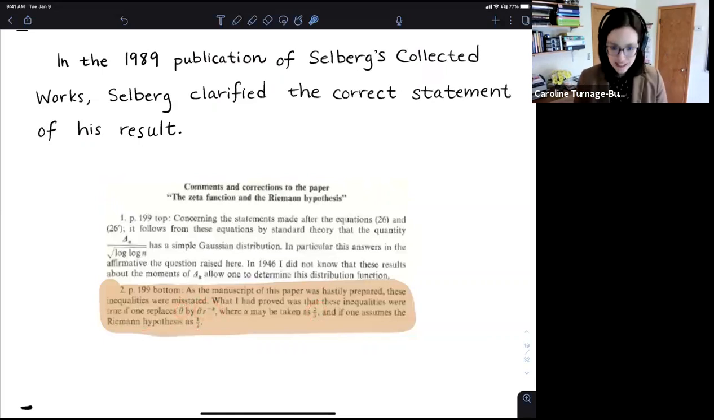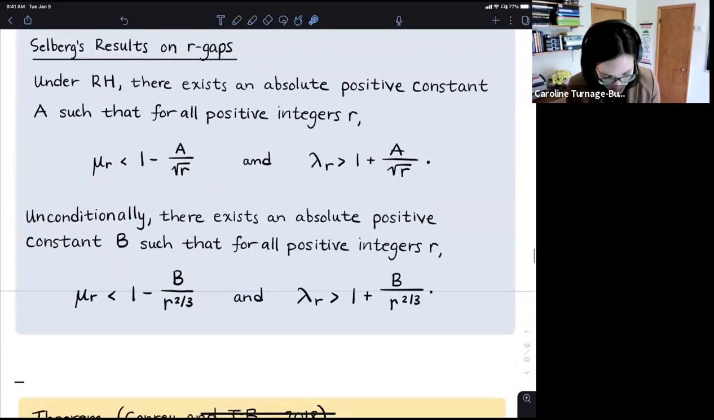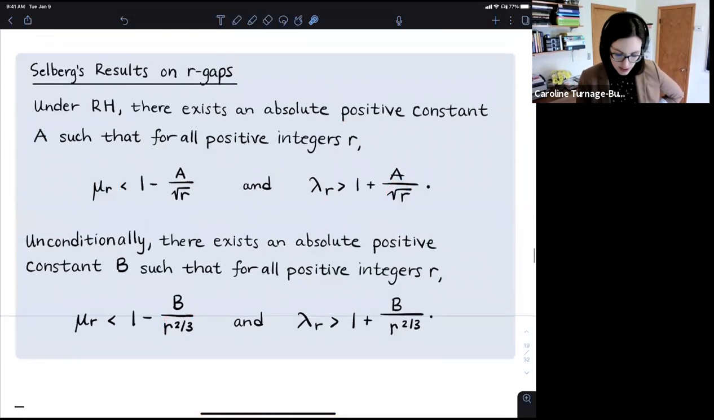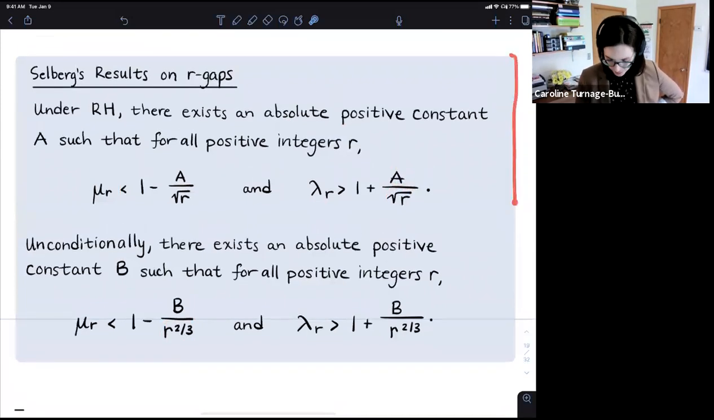Let me rewrite this so it's a little clearer to say. So here is Selberg's results on R gaps. Under the Riemann hypothesis, there exists an absolute positive constant A, such that for all positive integers R, the small gap is less than 1 over A divided by root R, and the large gap is 1 plus A over root R. But unconditionally, the square root of R changes to R to the 2/3 in the denominator. All right, so this is the correct statement of the result.